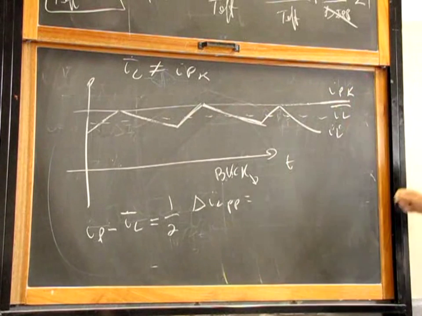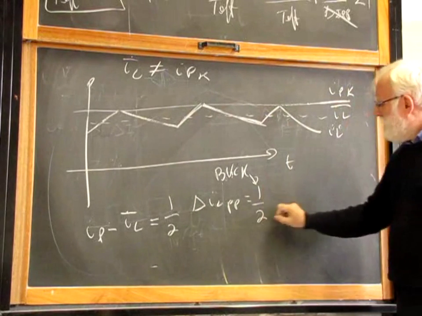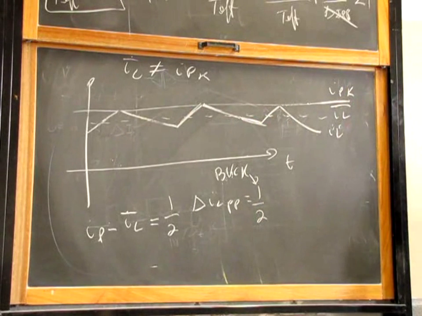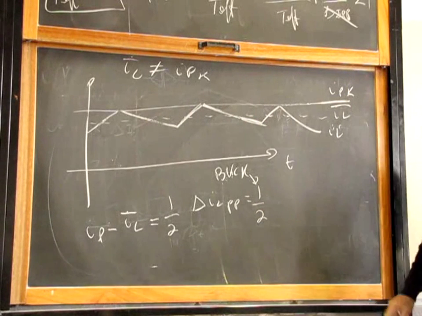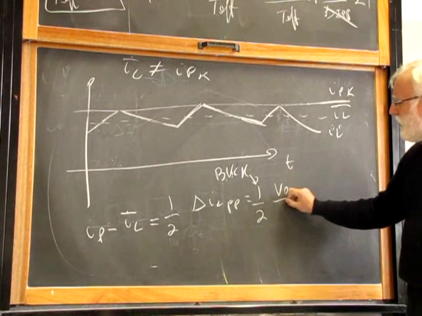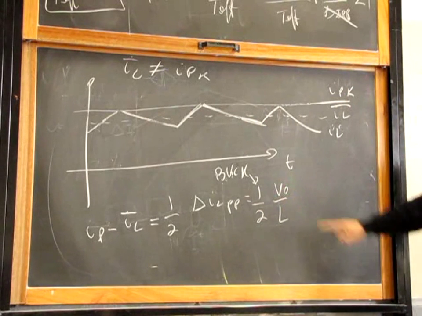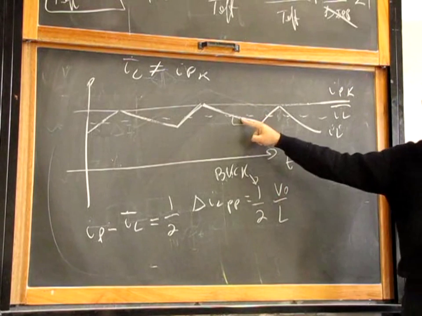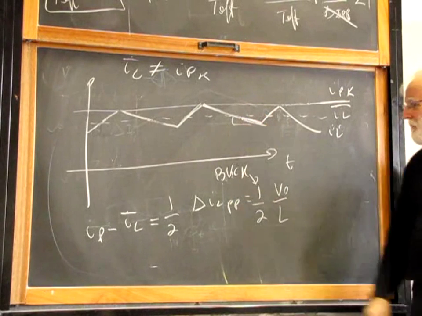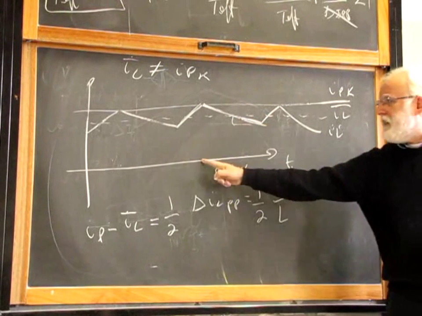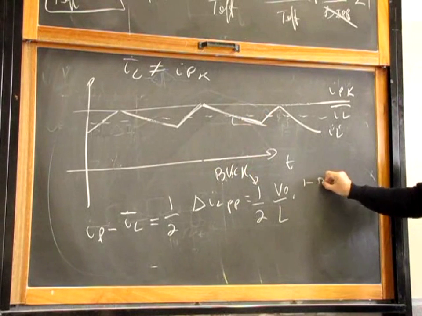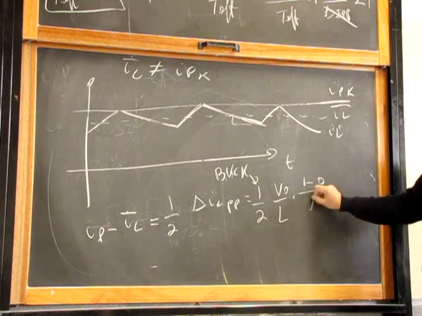Delta IL over 2 is equal to, we derived it when we studied the buck converter, something like V naught over L. What's V naught over L? The slope is the opposite of this slope, but I want it positive, multiplied by this duration. And this duration is 1 minus D divided by the switching frequency.